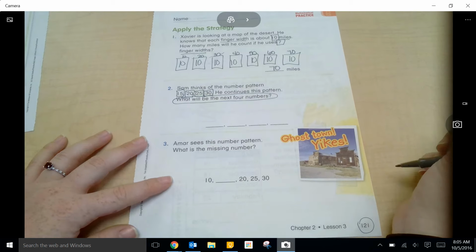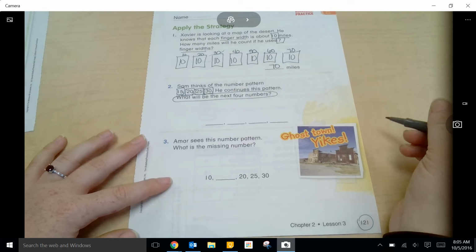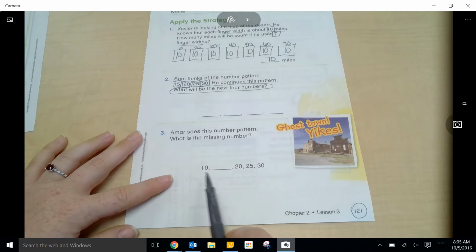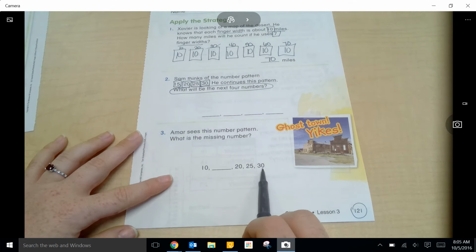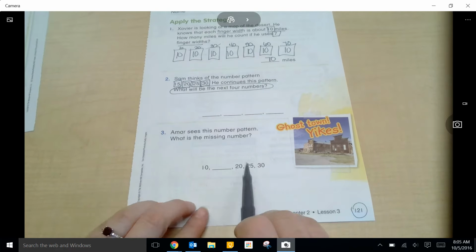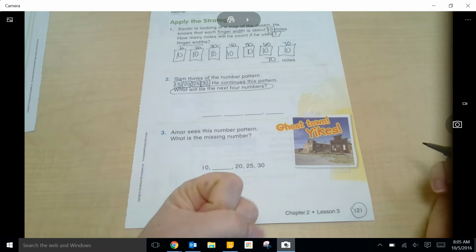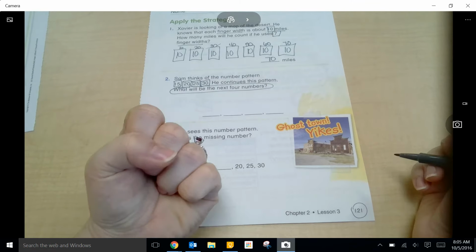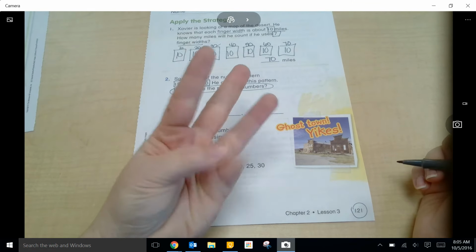Amar sees this number pattern. What is the missing number? 10, blank, 20, 25, 30. I don't know. I can count from 20 to 25 and see how many it is. 20, I'm going to pop up a finger for each number: 21, 22, 23, 24, 25.